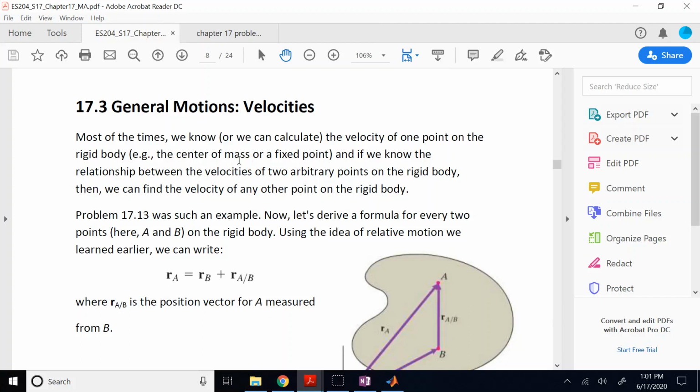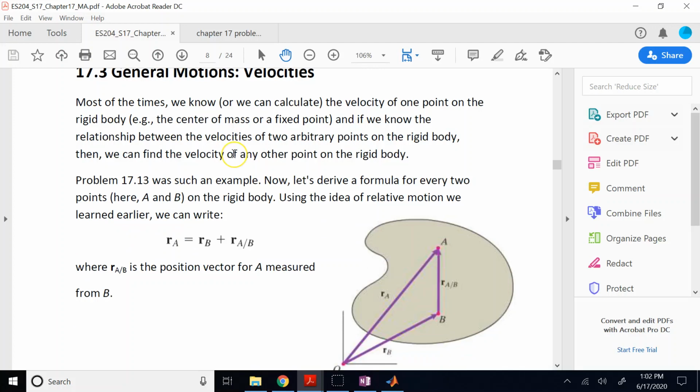In the previous lecture, we learned that a rigid body can have translation or pure rotation about a fixed point. And the third case, which happens a lot, is both of them together, general motion. So how do we formulate that?